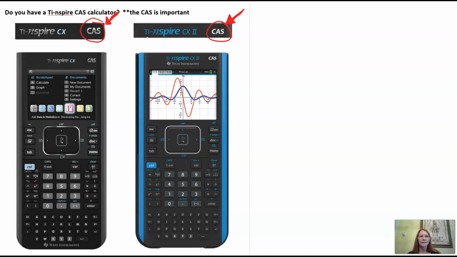For those of you returning, this is the calculator that you should already have, one of these two. And for those of you that are new to the John Cooper School, welcome. This is the calculator that you should get, either one of these. The blue one is the upgraded one, and new is always better, but you might want to check the Spirit Store and see if they have some of them in stock. But the important thing is make sure that it says CAS. Don't go with a cheaper version that doesn't have the CAS, because we will definitely be using that in calculus this year.